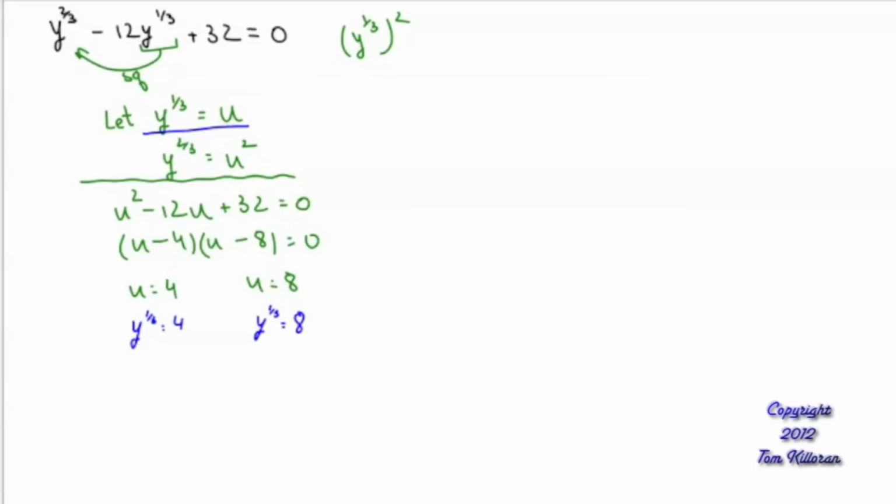How do you solve this equation? You've got to multiply by something. What does 1/3 power mean? It's a cube root. So how do you undo a cube root? By cubing it. So I'm going to cube both sides.